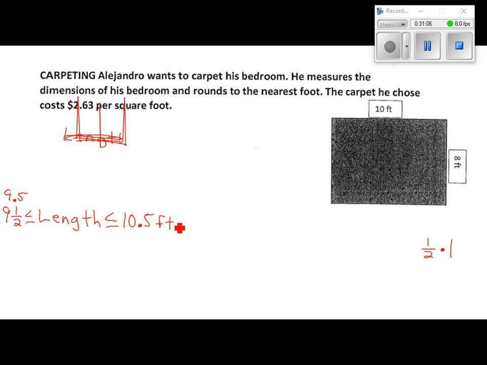Let's do the width. What's the range here for his width? If he said it was 8 foot, what's the lowest it could go down to? 7.5. What's the highest it could go up to? 8.5.